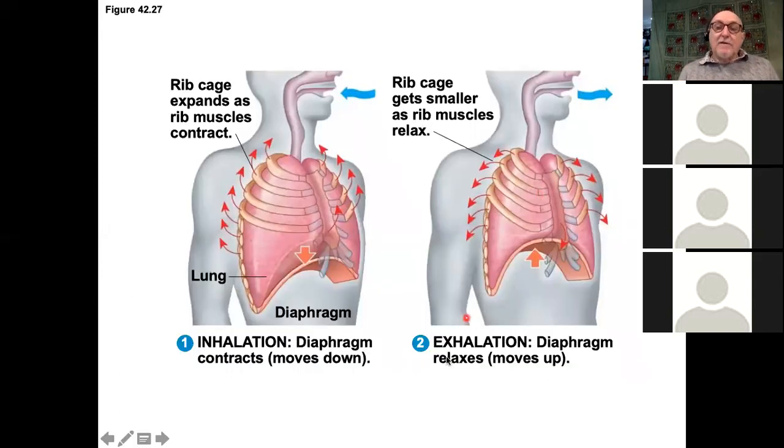So I already mentioned the function of the diaphragm. As the diaphragm contracts, it moves down and becomes flatter, and that increases the volume of the thoracic cavity. And in response, to equalize the pressure, the atmospheric pressure pushes into the lungs and expands them. When the diaphragm relaxes, it achieves a dome shape, and that decreases the volume of the thoracic cavity, and air is actually expelled from the lungs.